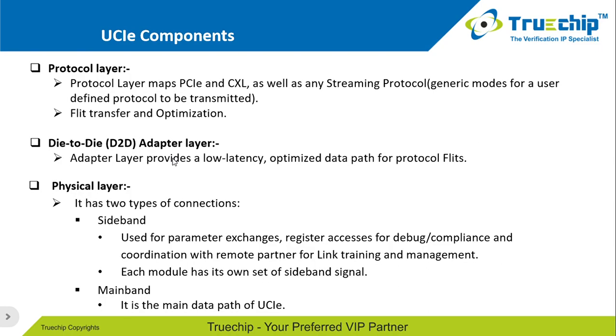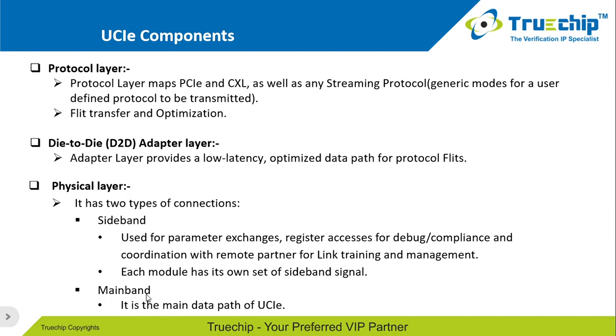And the second layer, which is called the adapter layer, provides a low latency optimized path for protocol flits which are coming from the protocol layer. And the third layer is the physical layer, which has two types of connections, or we can say it has two interfaces. The first one is sideband, which is used for parameter exchanges, register accesses for debug, compliance, and coordination with the remote partner for link training and management.